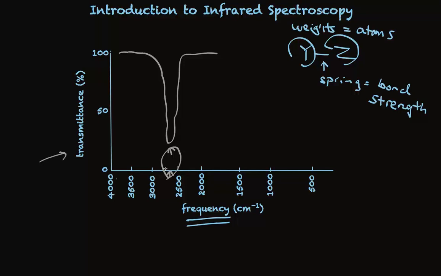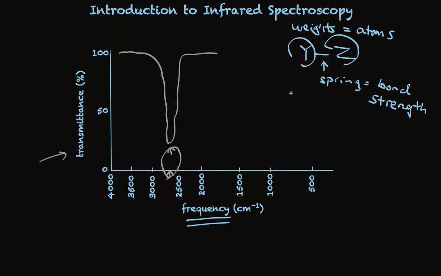It's because the bond strength and the weights of the atoms are the two things that are determining the frequency that results from the absorption of infrared light.